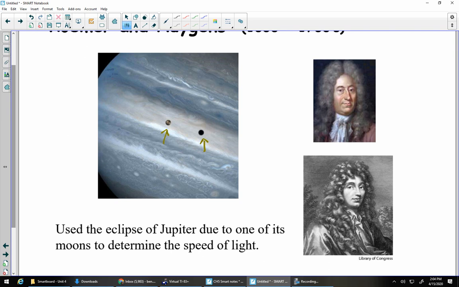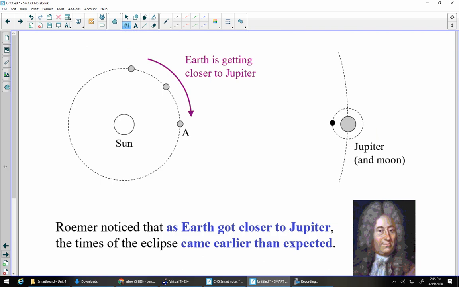And they used that eclipse, which should be showing up at regular intervals, to help figure out the speed of light. Now notice I said should be showing up at regular intervals, because that moon orbits Jupiter at regular intervals, and they knew how long those regular intervals were. So what they noticed was when the Earth is closest to Jupiter, at position A over here, the time of the eclipse came earlier than expected.